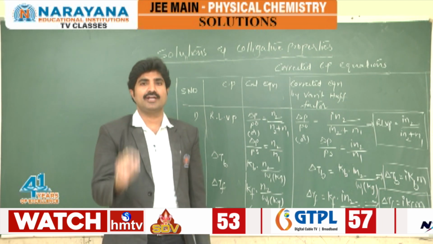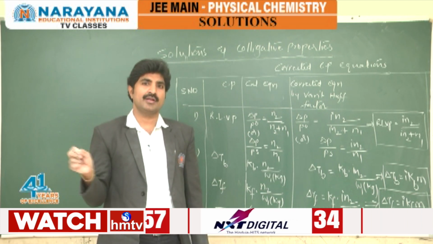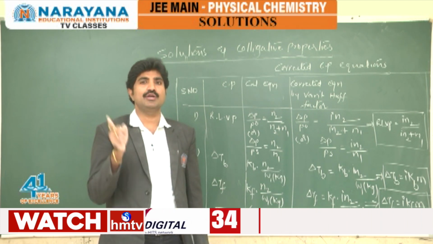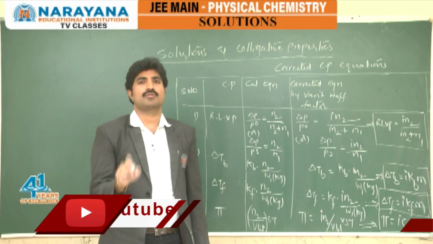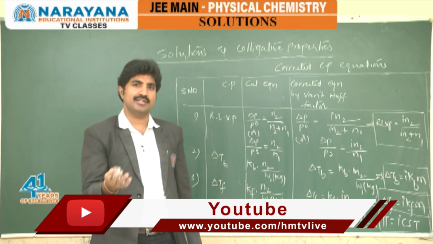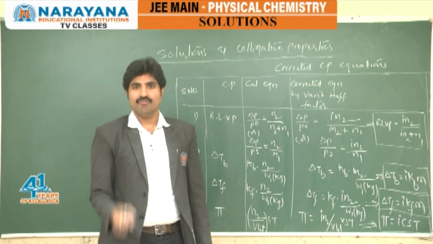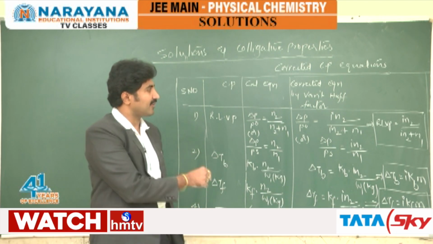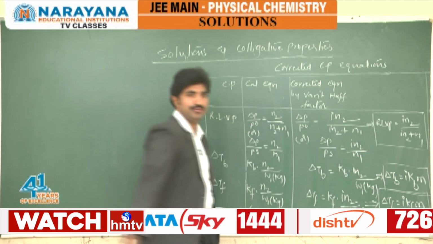Don't use them without the Van 't Hoff factor i, because if the Van 't Hoff factor i is not there, those equations are valid only for non-volatile solute and non-electrolyte cases only. But all solute particles are not non-electrolytes. Whenever electrolytes and other cases are given, we must use the expressions with Van 't Hoff factor i only. That's why use these four expressions in the numericals.